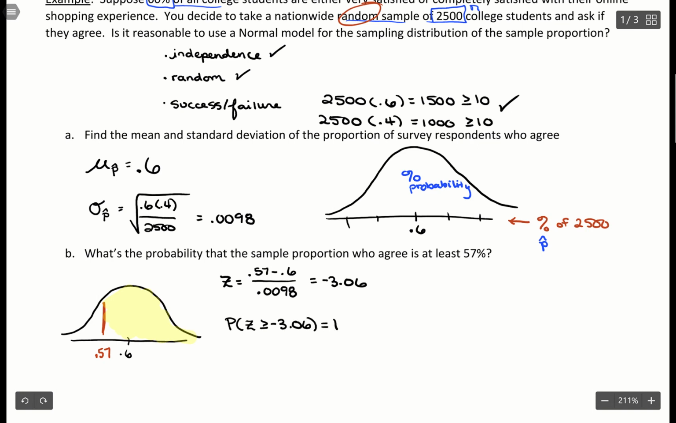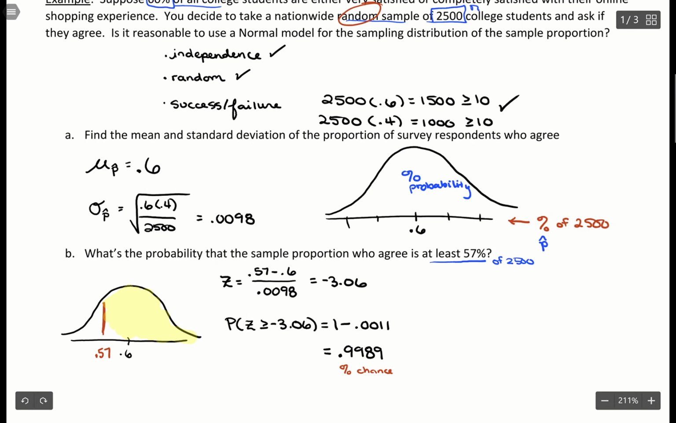Since it's an area to the right, we'll do 1 minus. And then that area for negative 3.06 should be a 0.0011. So this probability area is a 0.9989. So this is where we're going to start making our sentence. And again, what we just found here is this kind of percent chance. It's relating to a probability. Then we're going to talk about this at least 57%, but then we could relate that to our sample size and this proportion that we're trying to see.